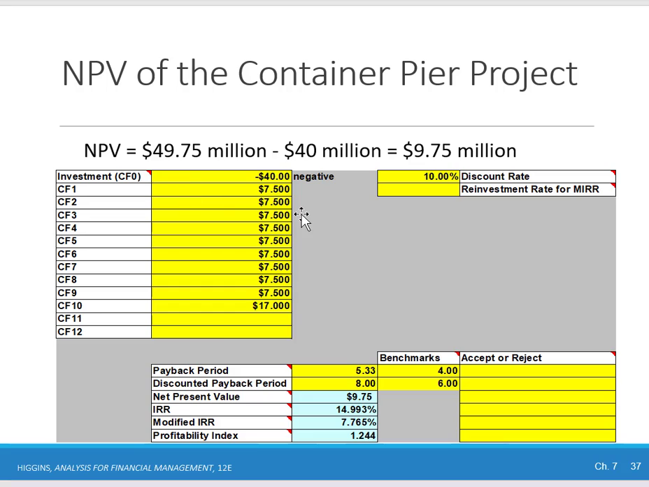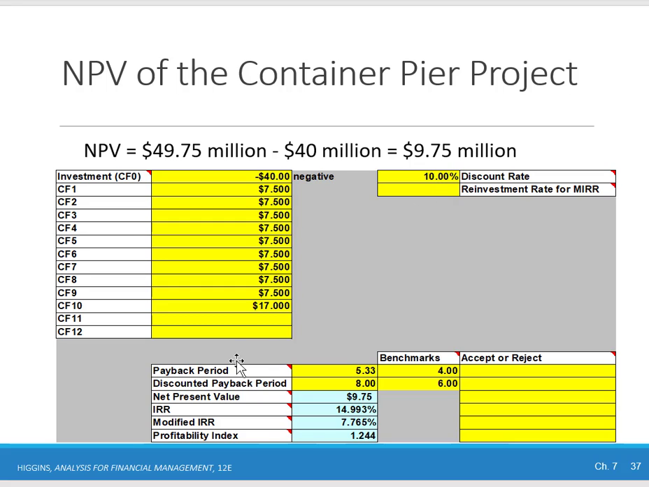If we switch to what's referred to as the capital budgeting techniques worksheet, again, I've changed the problem here. We spend $40. We started this in another video. You get $7.50, these are in millions, for the first 9 years. And in the 10th year, you get $17. The discount rate's 10%.